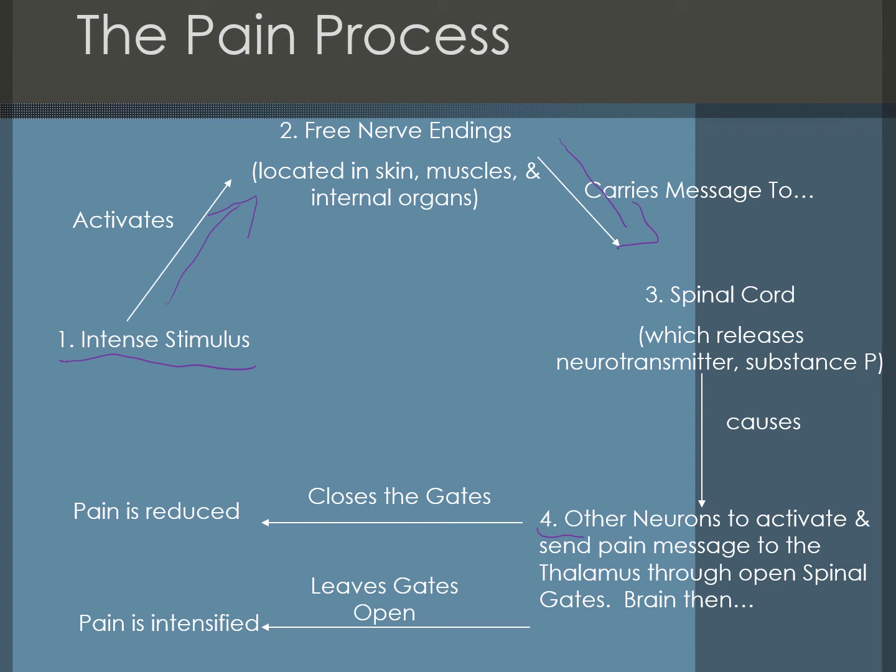All right, so this whole process happens. And then when it gets to the thalamus, that's where, we talked about how that's the relay station. Depending on what message it's going to send, it's either going to leave the gates open and then you're going to keep having the pain or it's going to get worse, or you close the gates and then the pain is reduced. All right, so this is the pain process. This is the gate theory of pain.